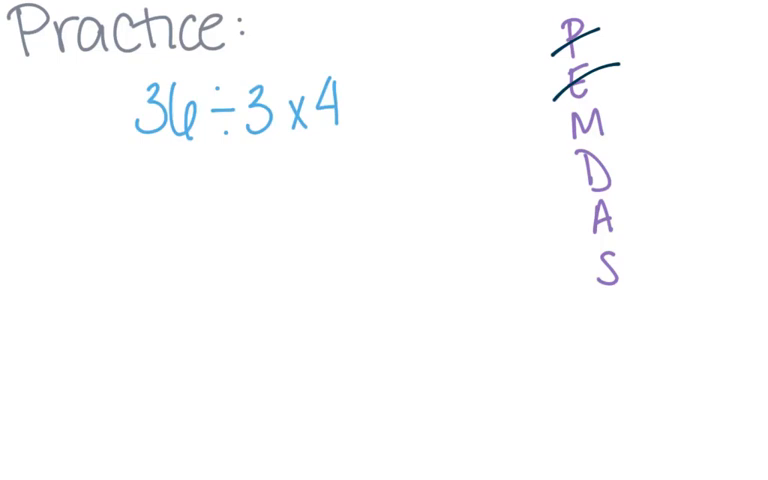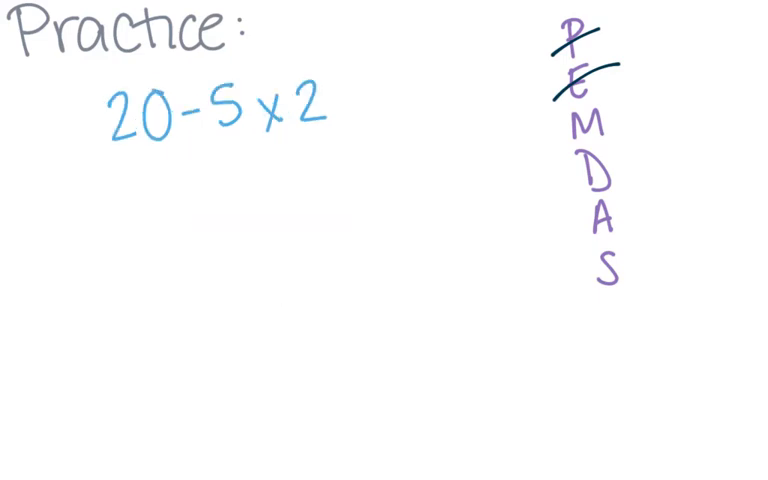Okay, let's do another example. We have 36 divided by 3 times 4. So multiplication and division do come first, and we just go in order from left to right. So we're going to start with 36 divided by 3 because that comes first when we go from left to right. And 36 divided by 3 is 12. And then we can do our last step, which is 12 times 4, which gives us an answer of 48.